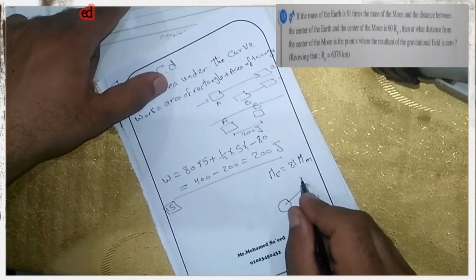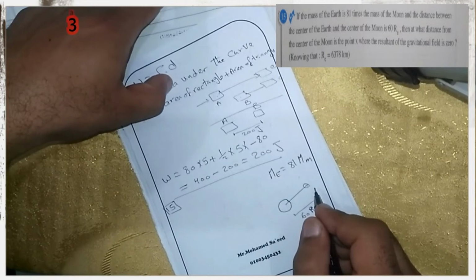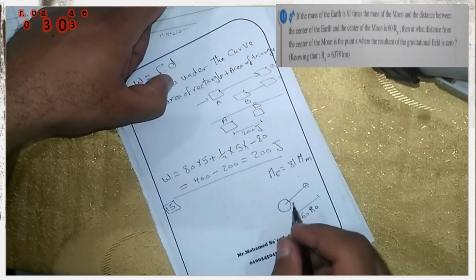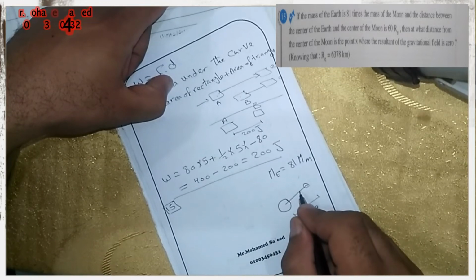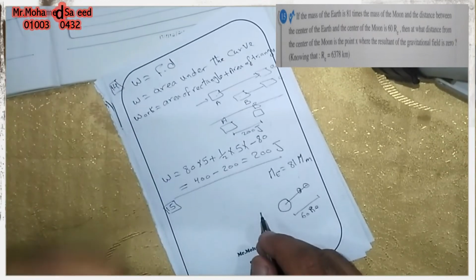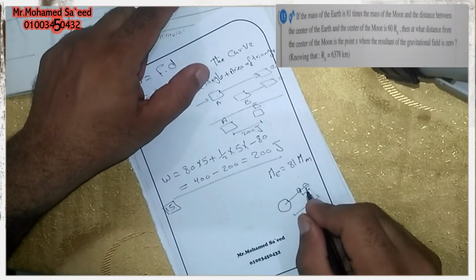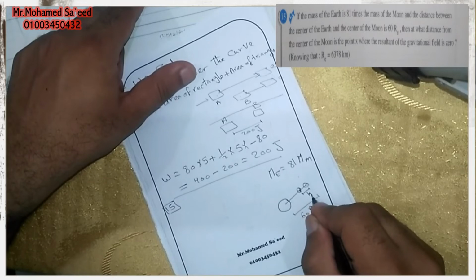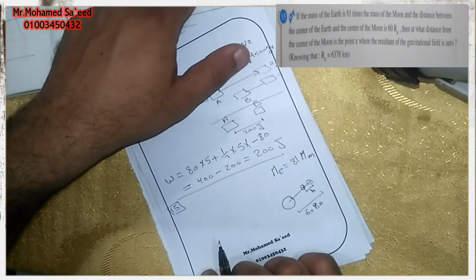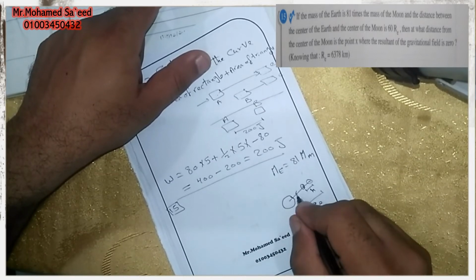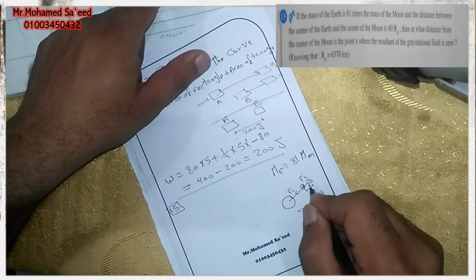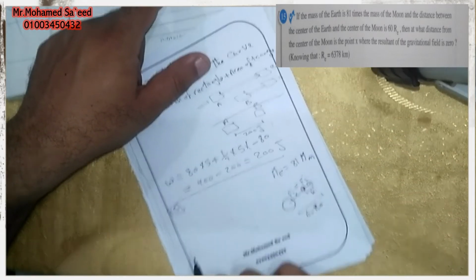Point X could be here or here, anywhere, right? Where the resultant of the gravitational field is zero. Since it says resultant, there are two forces. The gravitational forces on point X come from the Moon and the Earth. So this point should be placed at a distance between the Earth and the Moon. We want to calculate h, the distance between point X, or object X, and the center of the Moon, where the resultant force is zero. The resultant force comes from F1 between the object and the Earth, and F2 between the object and the Moon. Resultant force equals 0, which means F1 equals F2. This is the information we start with.